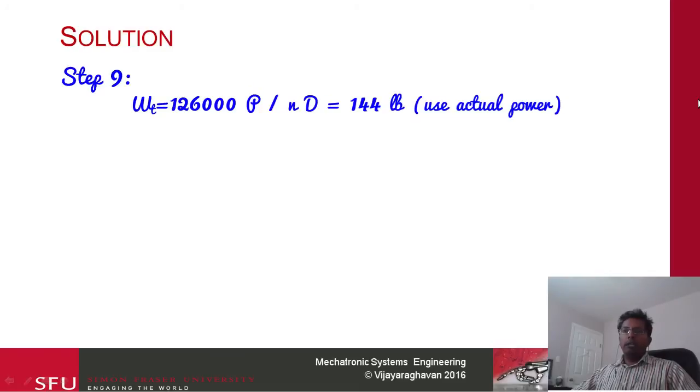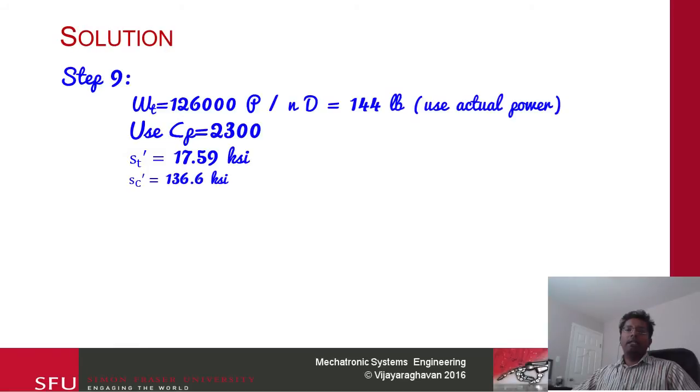We use Cp is 2300, and then we can calculate St prime and Sc prime. So St prime is 17.59 kilo psi, excuse me. Sc prime is 136.6 kilo psi. So notice that the Sc prime is much larger, the contact stress is larger than the St prime. Next we're going to look at figure 9-11 and 9-12 to get the value of H, the hardness value.